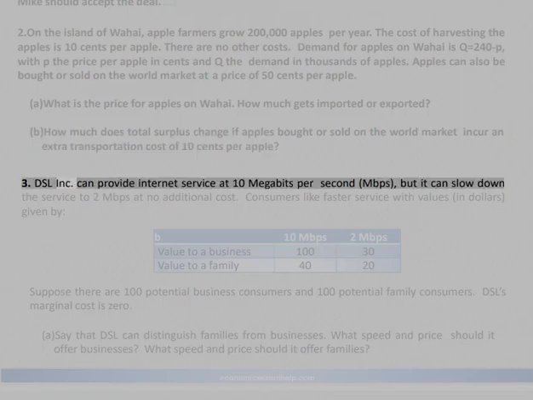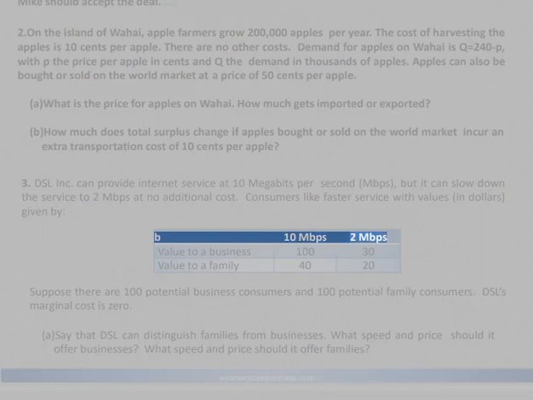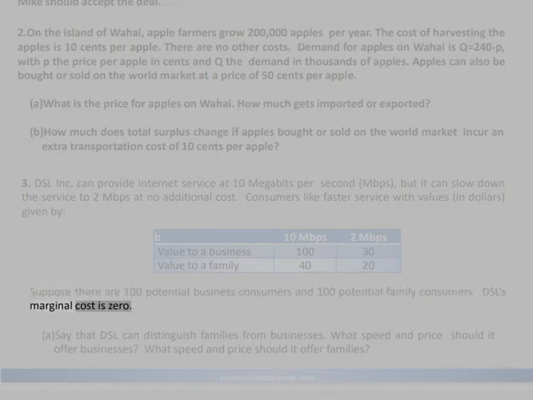3. DSL Incorporated can provide internet service at 10 megabits per second (Mbps), but it can slow down the service to 2 megabits per second at no additional cost. Consumers like faster service with values, in dollars, given by B. 10 megabits per second, 2 megabits per second: value to a business 130, value to a family 40/20. Suppose there are 100 potential business consumers and 100 potential family consumers. DSL's marginal cost is 0.